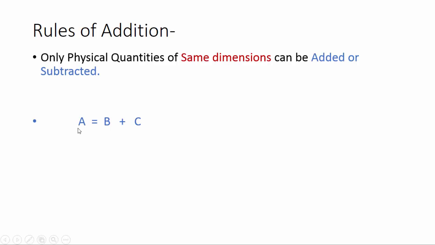Suppose we have this equation where quantities B and C are being added. This rule says the dimension of B should equal the dimension of C, because these two quantities are being added here, so their dimensions should be equal or the same.